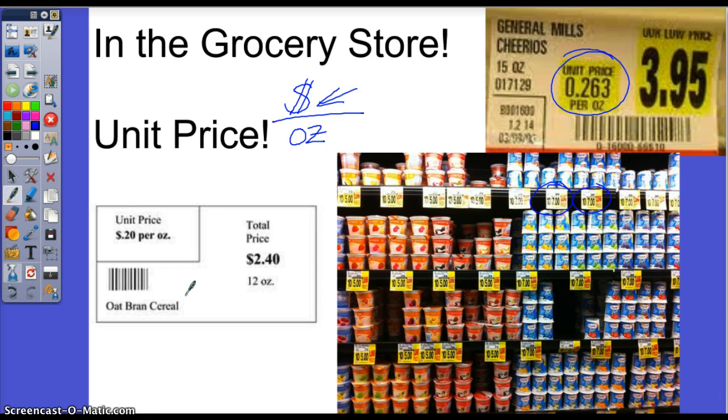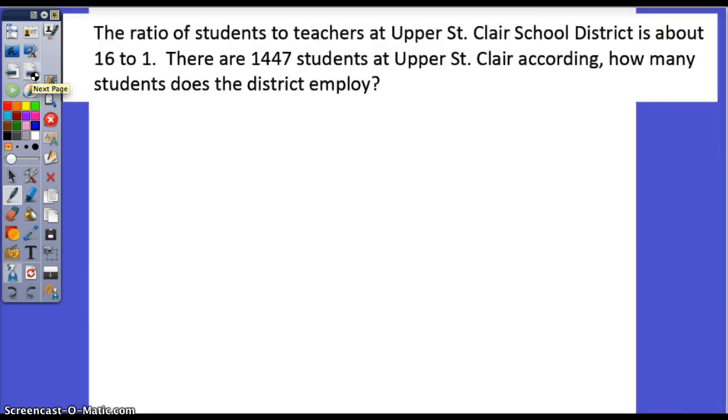Well, if I wanted to find the unit price of my oat bran cereal, I would say $2.40 is for 12 ounces. If I divided them both by 12, 2.4 divided by 12 is going to be what? It's going to be 0.2, or 20 cents per 1 ounce. And if you look up here, it had that. That's how they got their unit price.